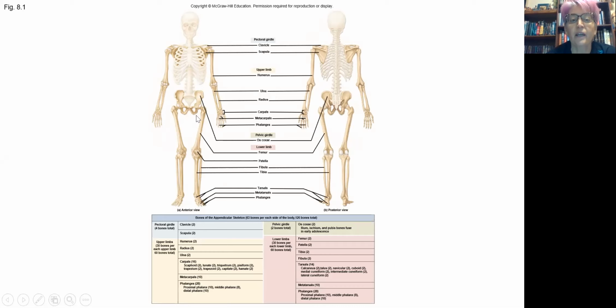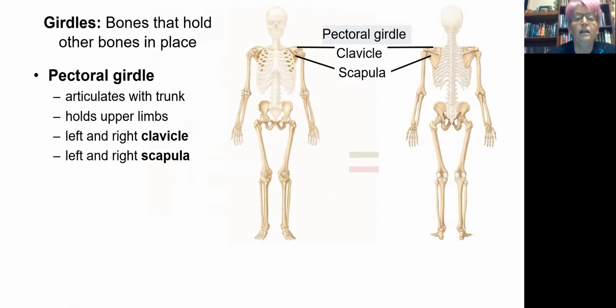That's the upper limb. Then the two os coxae bones are going to hold the lower limbs to the body, and the lower limbs are the femur, the tibia, fibula, little patella right there, and then the tarsals, metatarsals, and phalanges down there at the bottom. So the girdles are the structures that hold the limbs to the trunk of the body.